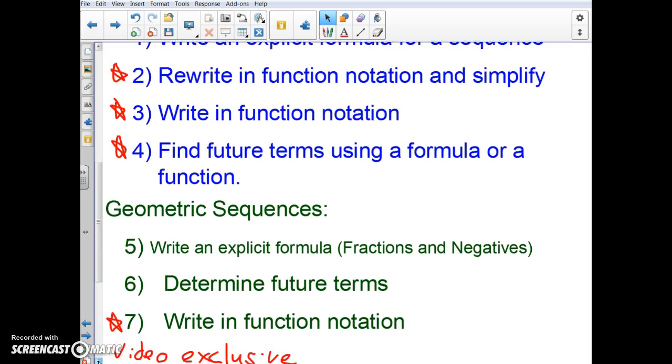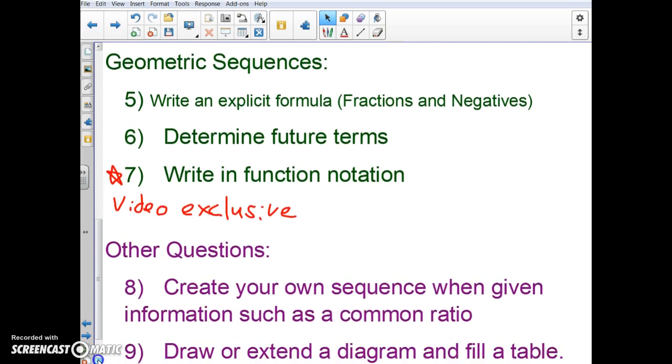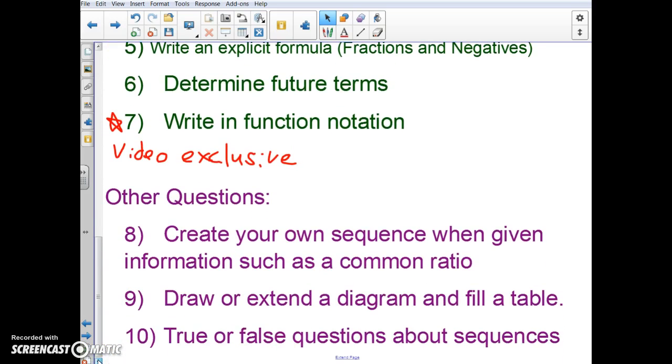detail with. Here's the list of stuff for geometric sequences featuring our video exclusive topic. And then 8, 9, and 10, you can pick those up from looking back over some of your notes. And true or false, you'll just have to have a good understanding of sequences to answer those very well.